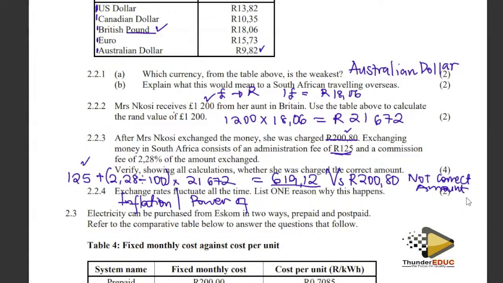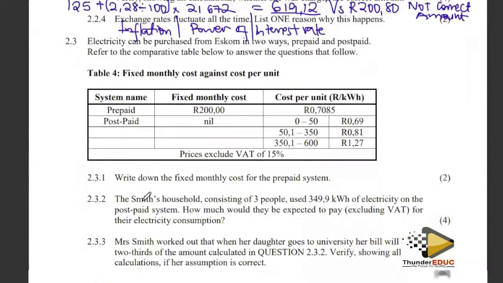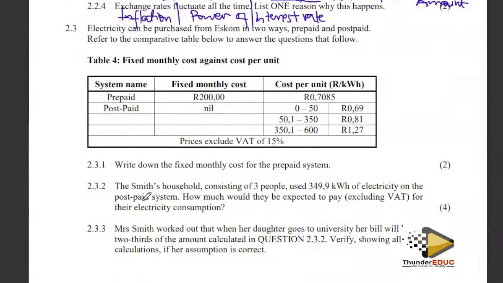Here they're asking us why exchange rates fluctuate. That means they keep changing. They go up, they go down, all the time. At least one reason why this happens: inflation rate can affect that, the purchasing power, which is the buying power. We also look at interest rate, which can also affect it, and it goes on and on. But the first answer would be inflation: the increase in prices of goods and services over a given period of time.